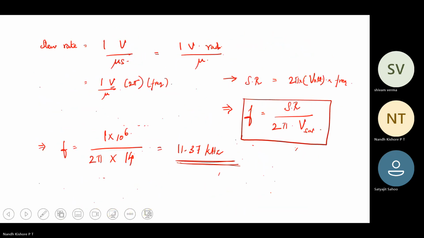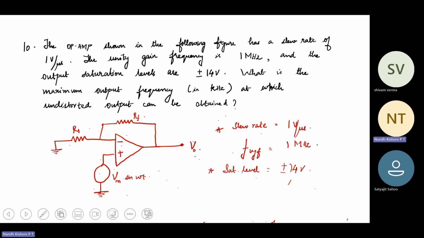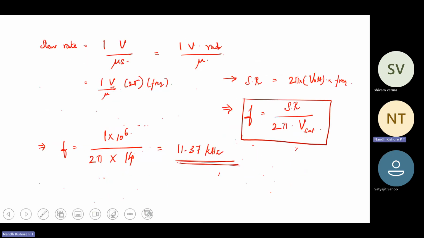Before that, we had a question on the maximum frequency given the slew rate and the output saturation level. You know that the frequency is going to be slew rate by 2 pi into V saturation. That's the maximum frequency that the op amp can respond to based on the slew rate. For that, we made use of this particular formula, slew rate by 2 pi into V.